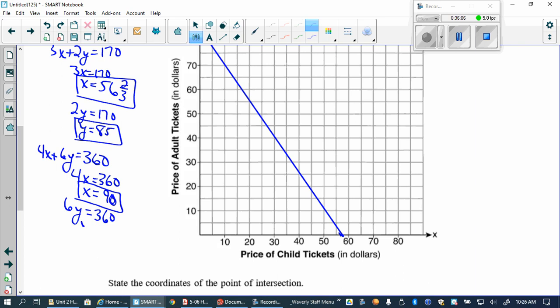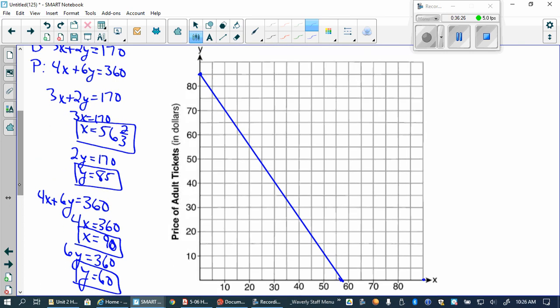What's the y-intercept? 6 times 10 is 60. So let's go on the x out to 90, right there. And on the y up to 60. Take a straight edge and connect them.